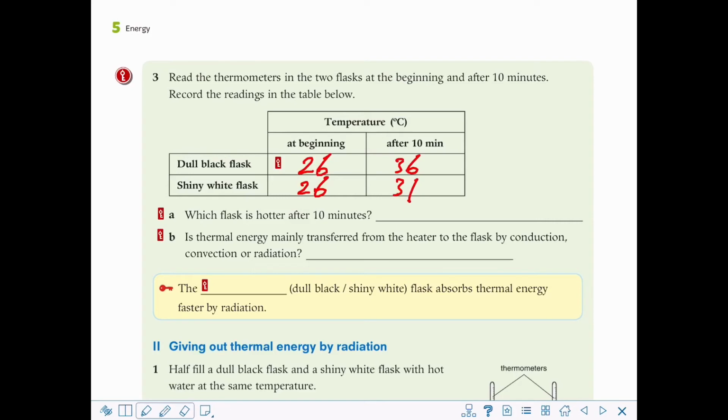Which flask is hotter after 10 minutes? The dull black flask. Is thermal energy mainly transferred from the heater to the flask by conduction, convection, or radiation? Radiation. The dull black flask absorbs thermal energy faster by radiation. This is the deduction from the results of this experiment.